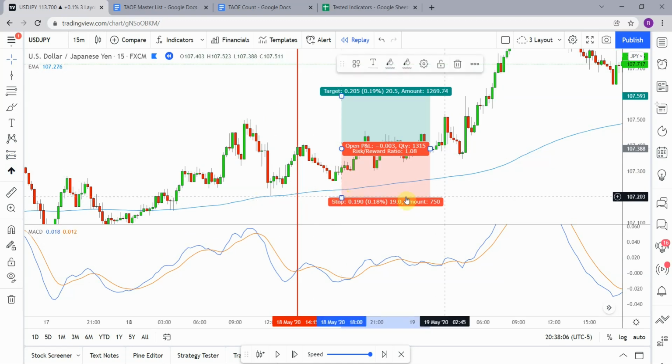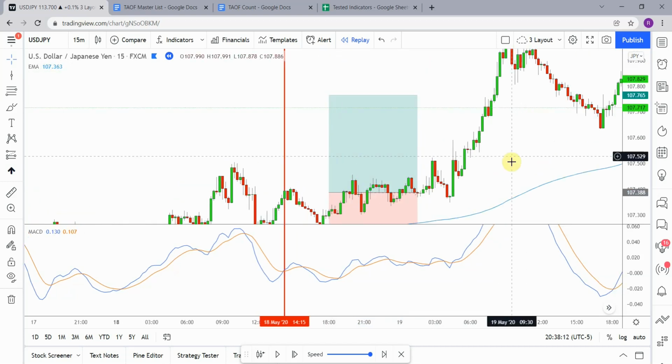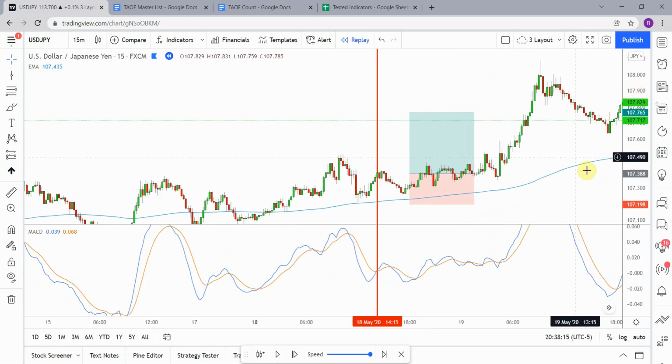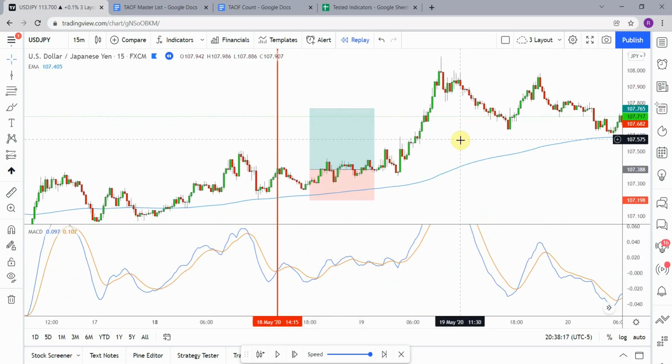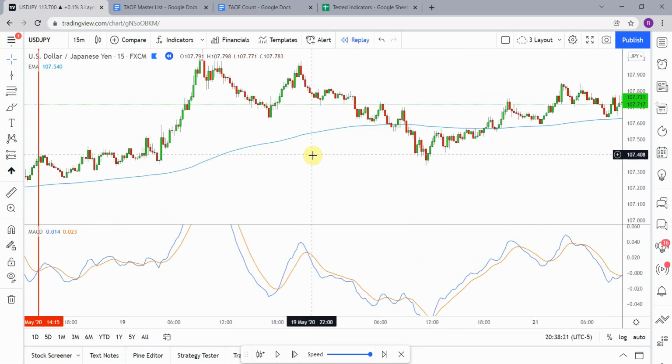Our stop would be about there, and we'd be looking right about there for take profit. And you can see that price action pushes up really heavily right there, getting us to take profit really nicely. So that is the setup.